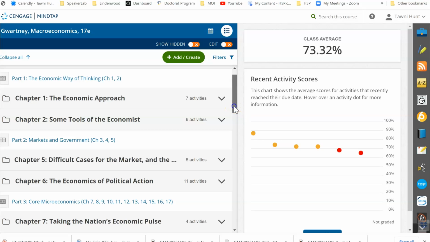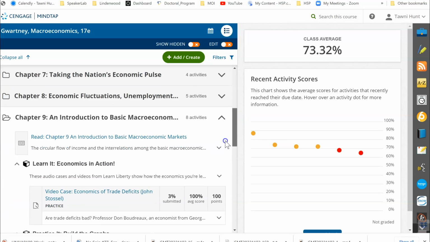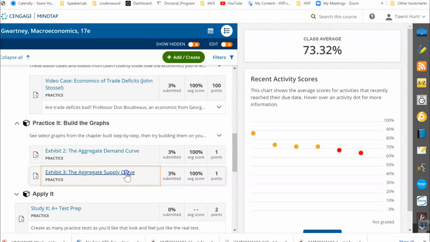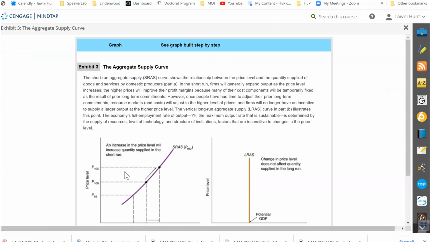actually graph it. Now, in the chapter that we're looking at, chapter 9, there's a similar exercise with the aggregate supply curve. Please go in and understand what a short run aggregate supply curve is and what a long run aggregate supply curve is. In the long run, we're operating at full potential. We're using our resources efficiently.